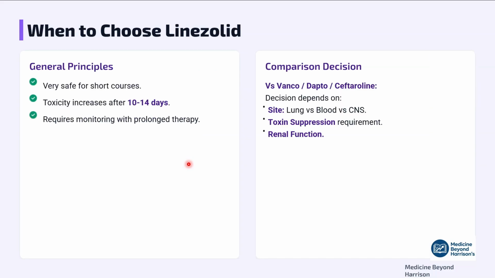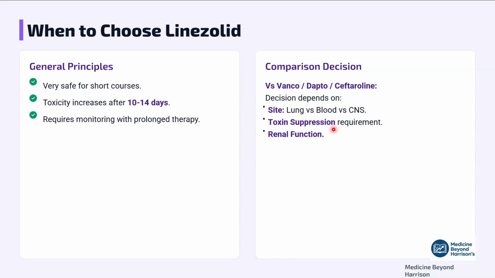It is very safe for short-duration therapy. Toxicity increases only after 10 to 14 days. It requires close monitoring with prolonged therapy. When compared to vancomycin, daptomycin, and ceftriaxone, it can be used for lung and CNS infections with excellent penetration. In case of toxin suppression, it can be used. It can also be used in case renal function is not good.